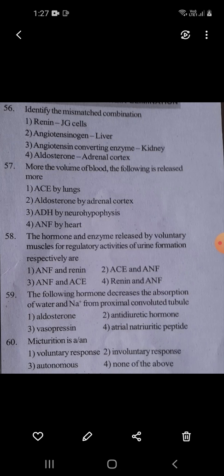Next comes the 60th question. Micturition is a or an: 1. Voluntary response, 2. Involuntary response, 3. Autonomous, 4. None of the above.